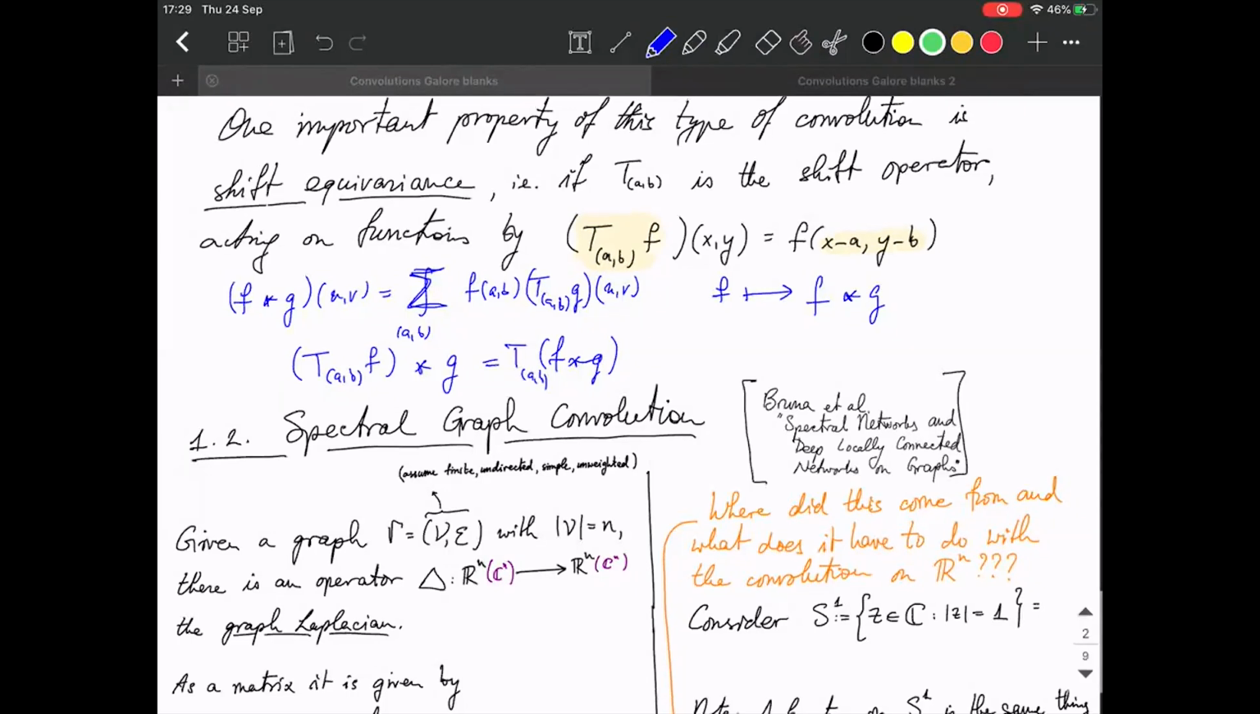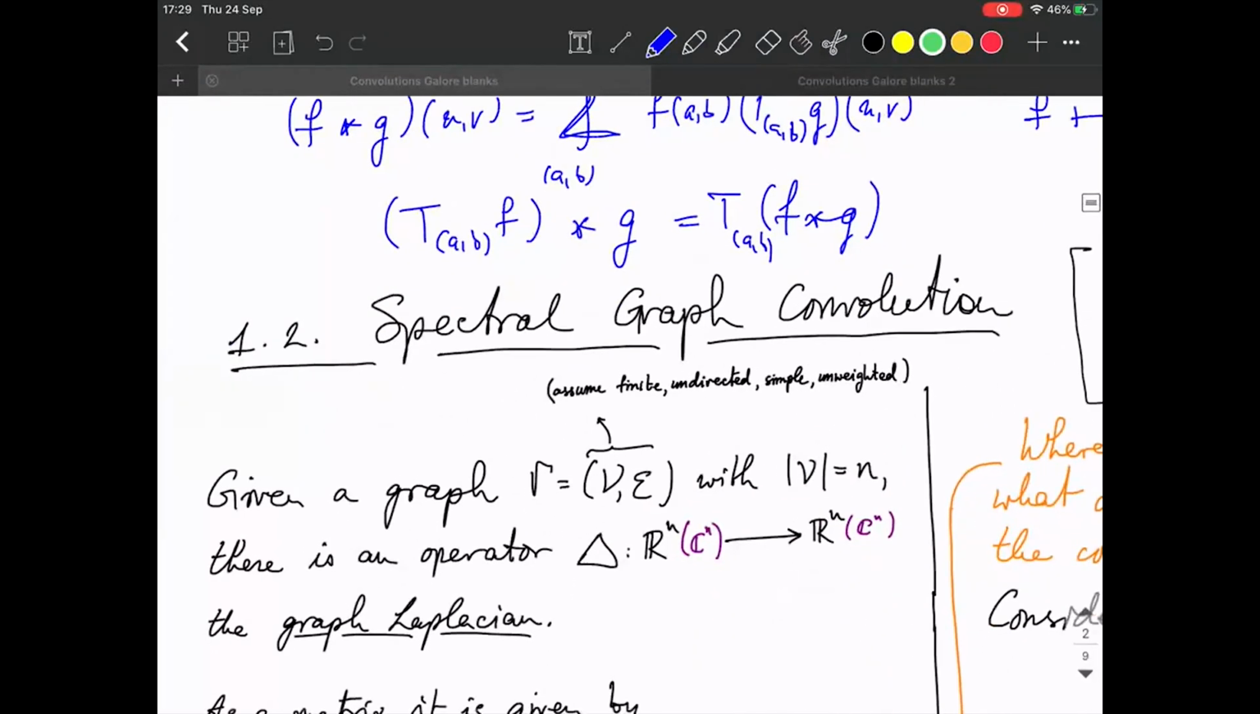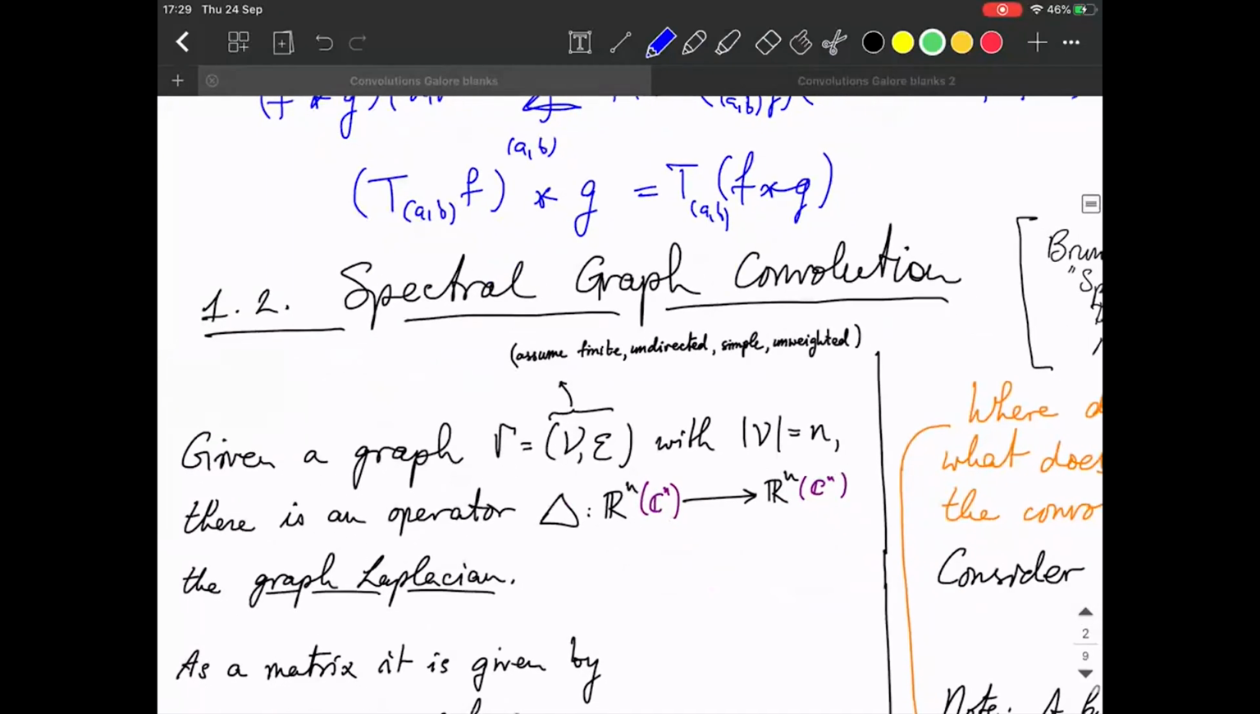Okay, so let's dive into this spectral graph convolution. Suppose you have some graph V. V is the set of vertices, and we assume it's a finite graph. It has n vertices, and it has a set of edges E. For simplicity's sake, we can assume that it's an undirected, simple graph, so no multiple edges between vertices, and we won't assign any weights to the edges.